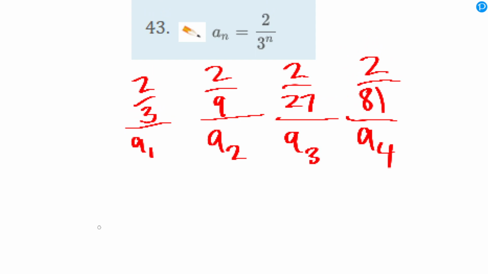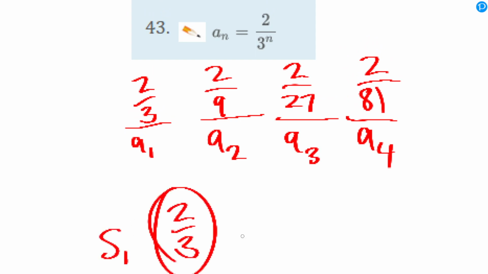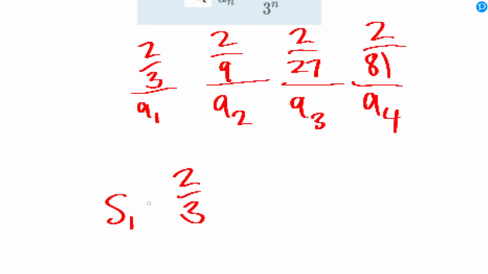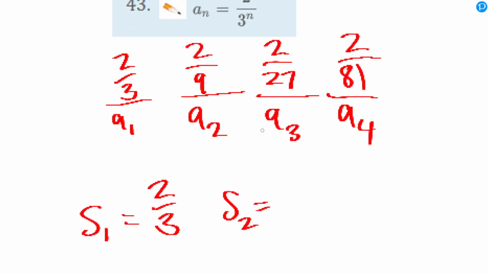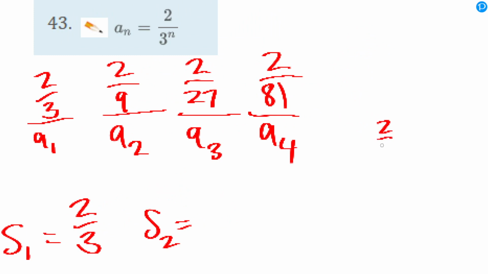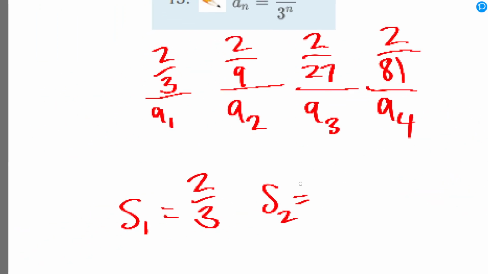So for the first four, sum 1 will just be 2/3, and that's easy peasy because it's just one term, you aren't actually adding anything. The sum sub 2 will be 2/3 plus 2/9. To be able to add these together, we need common denominators. So I'm going to multiply this by 3 over 3, which will give me 6 over 9 plus 2 over 9. This will give me 8 over 9.